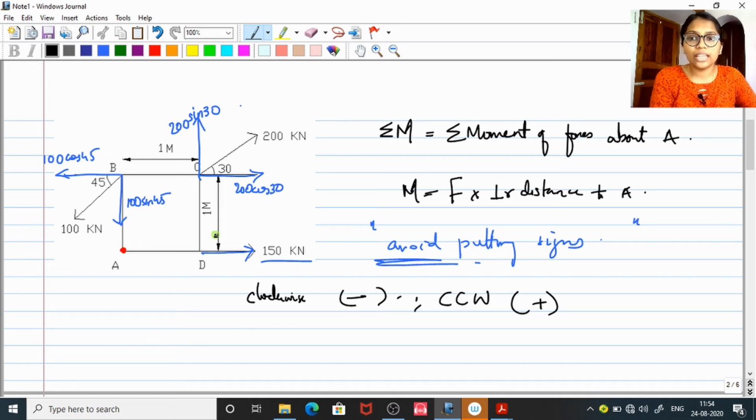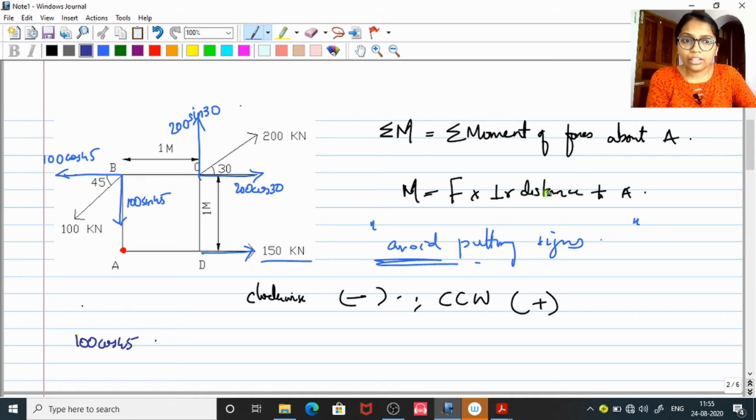So let us find every moment contributed by these forces. How many forces are there? 1, 2, 3, 4 and 5. So for these 5 forces we have 5 moments. Let us find them. First of all, let us find the moment contributed by 100 cos 45. The equation is force into perpendicular distance to A. What is the force? It is 100 cos 45.